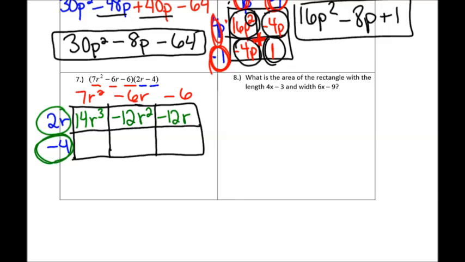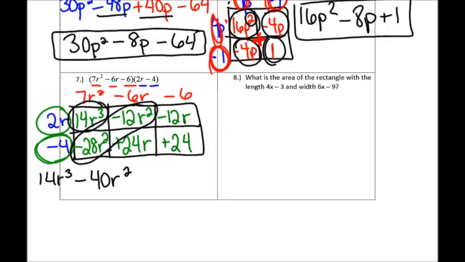In the bottom row, negative 4 times everything. So negative 4 times 7r squared will give us a negative 28r squared. Negative 4 times negative 6r, negative and negative is a positive 24r. Negative 4 times negative 6, again, is a positive 24. So again, looking in this box, look for all of the like terms. So starting with 14r to the third. Can we combine it? Nope. Carry it down. The r squared terms can be combined. Negative 28 minus 12r squared is a negative 40r squared. The r terms, negative 12r plus 24r, that is a positive 12r. And then the 24, there's no other numbers, so we just carry it along.